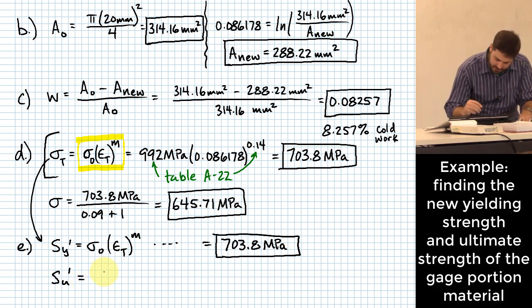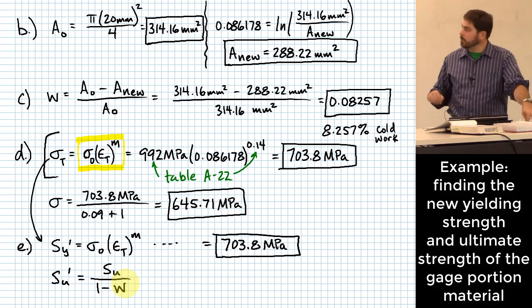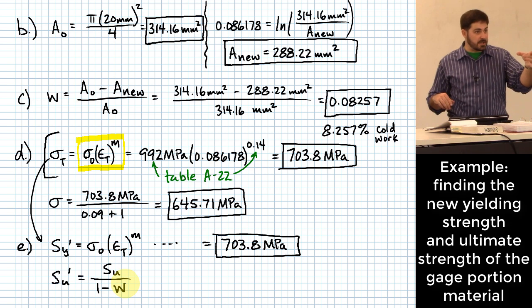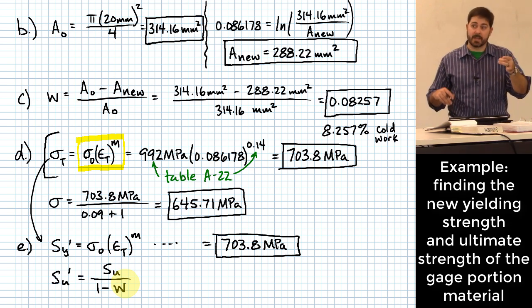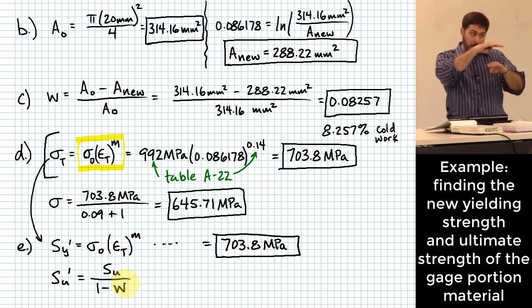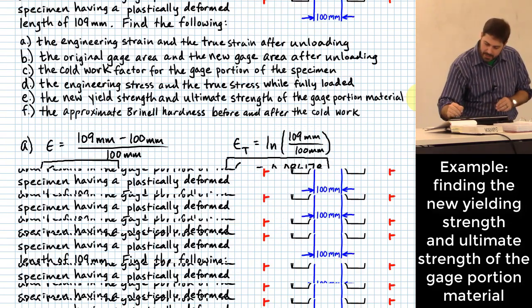It says that this is just going to be equal to the original ultimate strength divided by 1 minus this cold work factor. And remember, the cold work factor is basically just a way of accounting for the reduction in the amount of area. So really all we're doing to find the new ultimate strength is accounting for the fact that now we can carry the same amount of ultimate load, like the actual force applied to this specimen didn't change from its original. Remember back in the beginning?